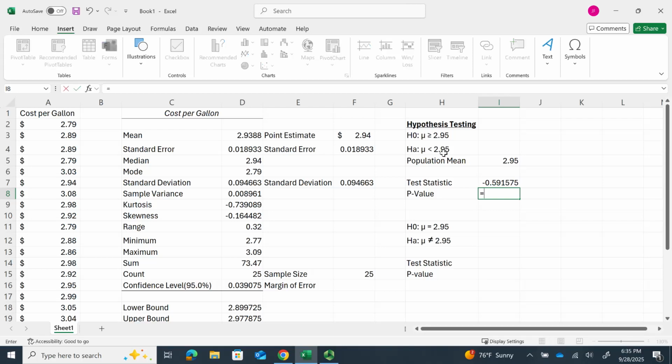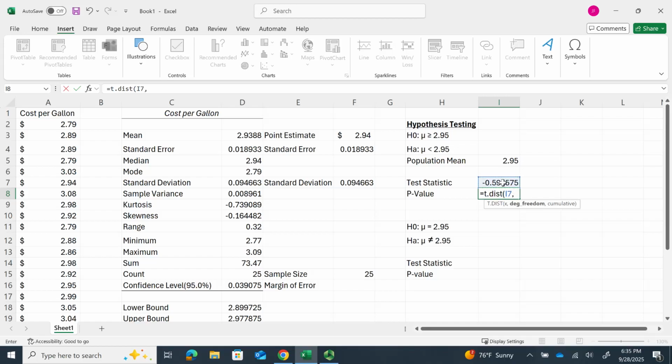So there's a nice function that does this. It's called the T.DIST function. And the inputs for that are going to be the test statistic, the degrees of freedom, and then we have to tell it that we're using a cumulative distribution. So first of all, our test statistic is this value, so I'll select that first.